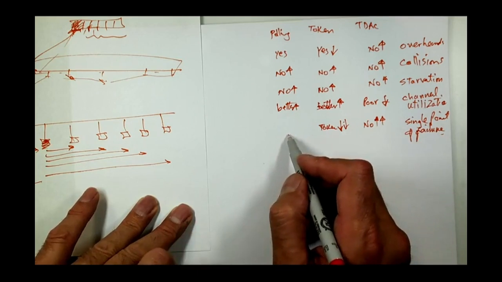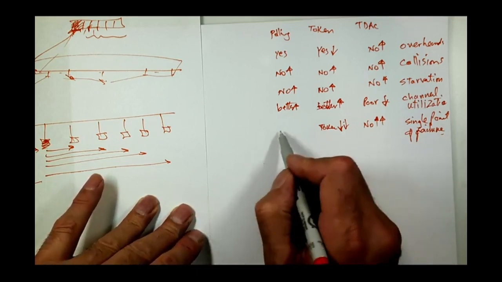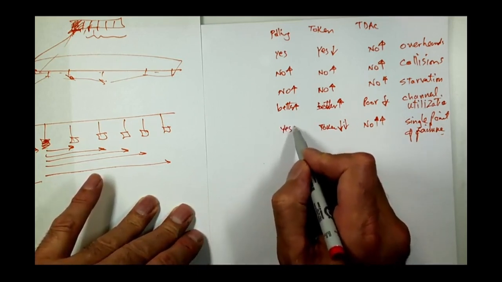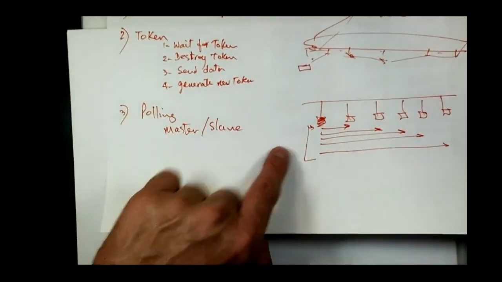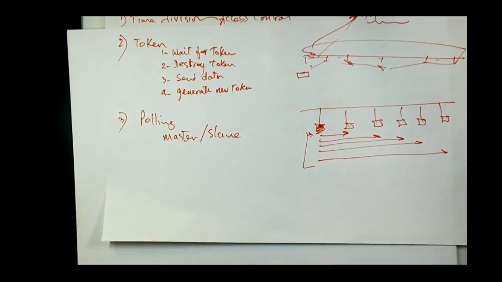Single point of failure? Yes. And that's a bad thing. That's just this master machine. If it fails, nobody can transmit, because nobody is allowed to transmit until given the permission by the master machine.